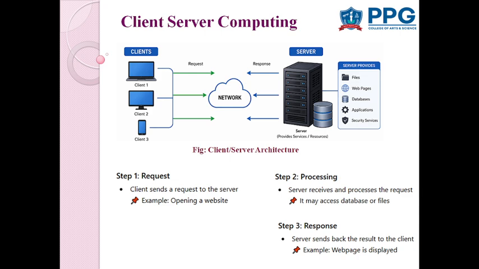Then let us understand this with a diagram. Here, multiple clients are connected to a central server. Multiple clients, client 1, client 2, client 3, all connected through a network and connected to a server. Each client sends a request to the server. The server receives that request, processes it, and gives feedback or a result to the client. That is what the server can do.